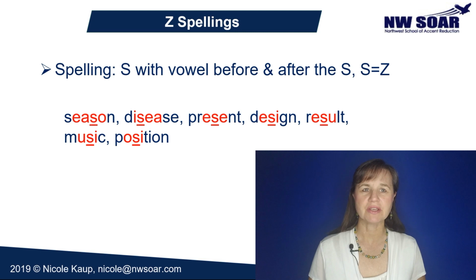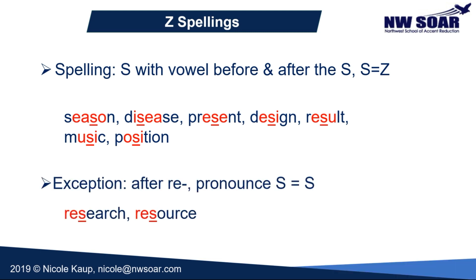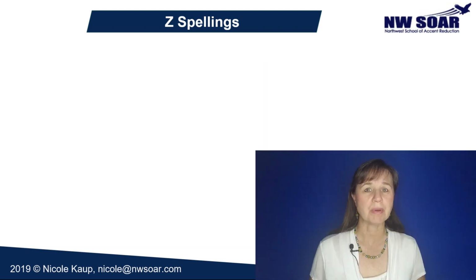An exception to this rule is words that have the prefix re, like in research and resource. Those middle S's after the RE are still pronounced with an S sound. And here's an easy rule. If the word is spelled with a Z, pronounce it with a Z sound.